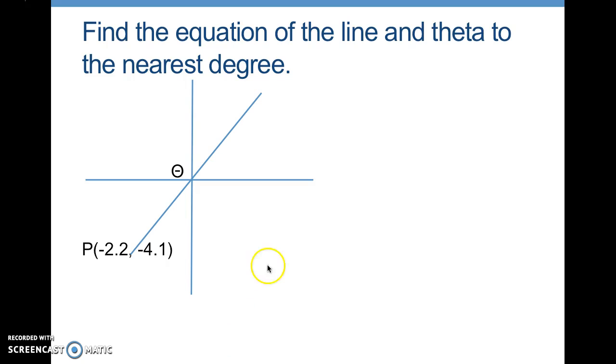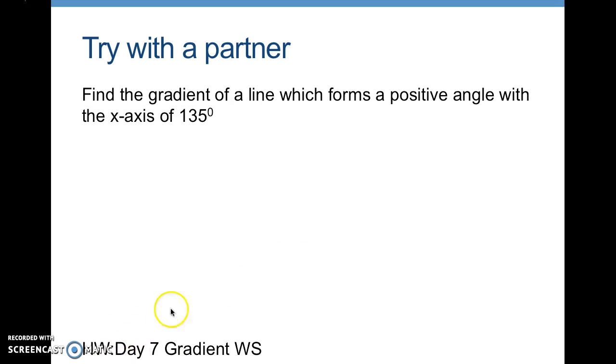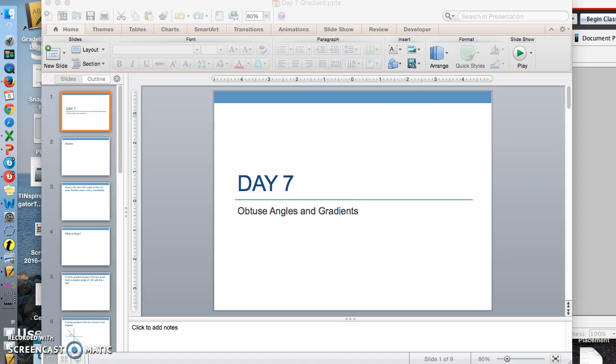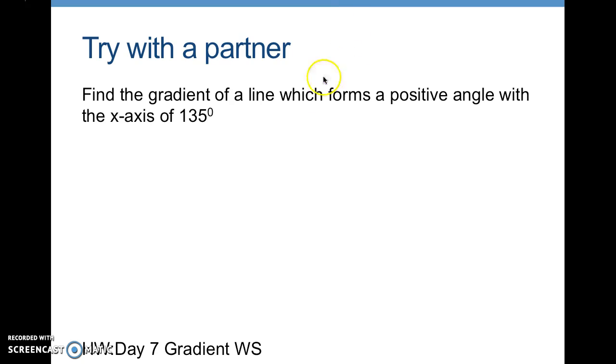All right, so this last one here, you guys are asked to try this last one. Try with a partner, so see if you can find that, which one's a positive angle, which is 135. And I believe that's pretty similar to one we did at the beginning, so you can check it with that.